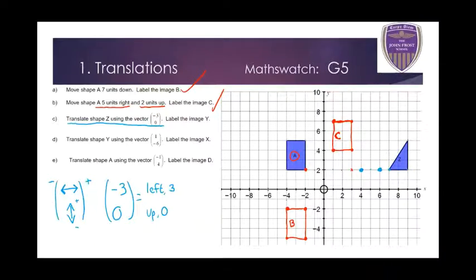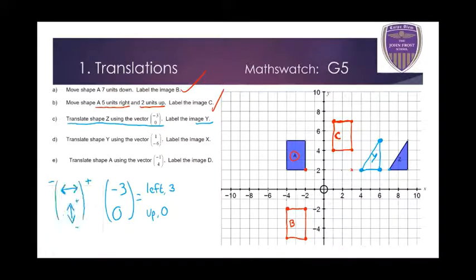Now this was my original bottom right corner. Now how high is the top right corner of this triangle relative to the bottom right? Well, it's 3 units up. So from this translated point, I'm going to go 1, 2, 3, draw him in, and then I can complete the triangle. And we were asked to label this image Y. Okay, job done. I'm going to change color for the next question.